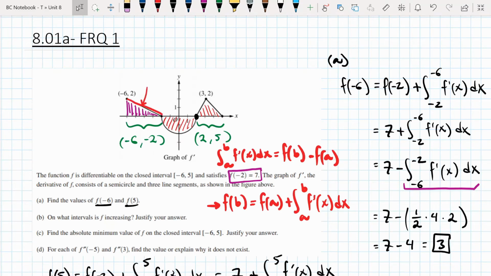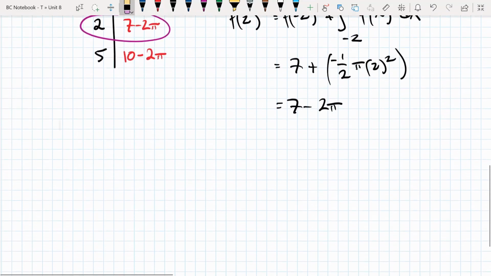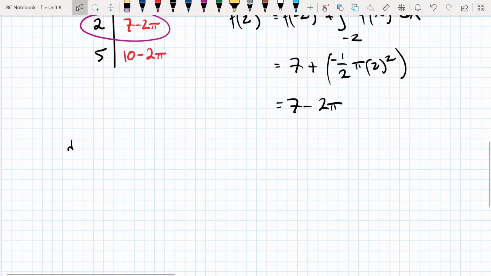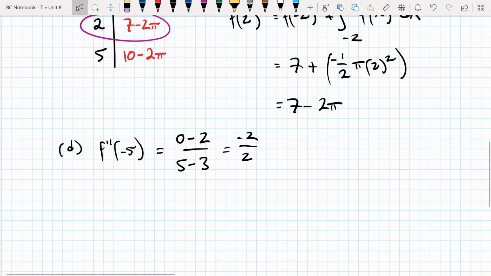The x value -5 is located on this red line, and so we're going to find f prime of -5 by determining the slope of this line. So down here I'll do that. f double prime at -5 is going to be the rise over the run. So 0 minus 2 over 5 minus 3. We end up with negative 2 over 2, which is negative 1. So that's the slope of the derivative at negative 5.